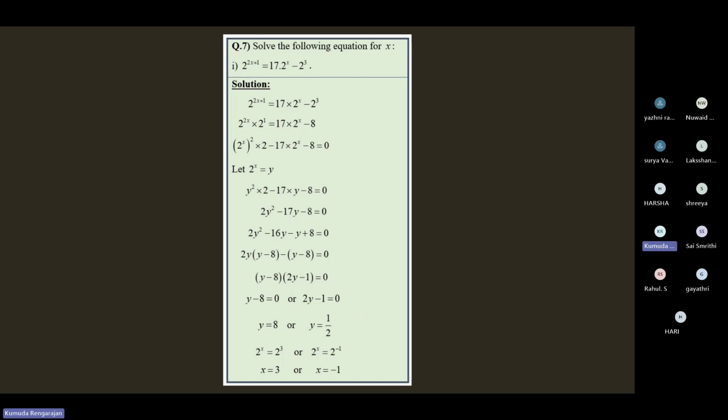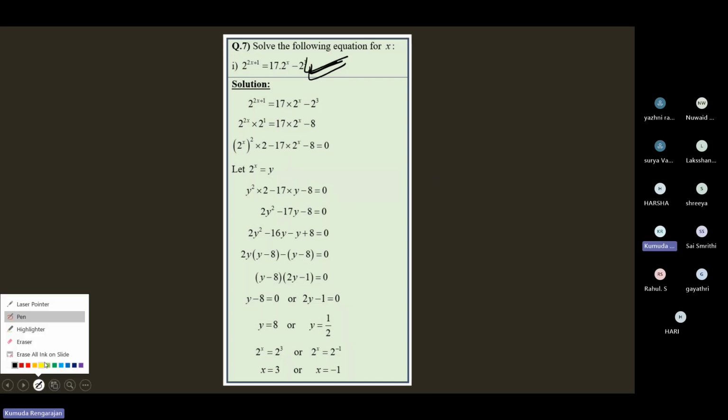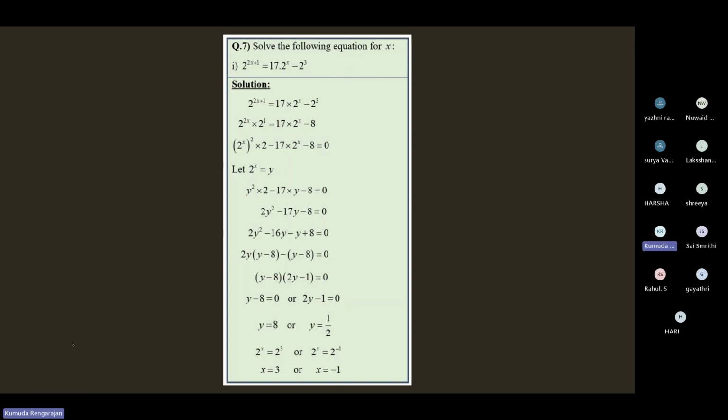So you must have the picture of this type of question in your mind. So when you look at a question like this in the exam, it should occur to you that, okay, I can convert it to a quadratic equation and solve for the variable.